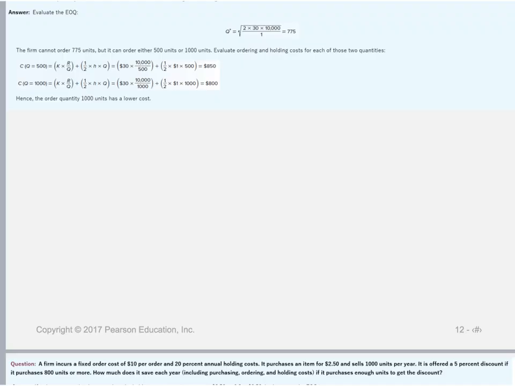So this example here says, my EOQ, I've calculated it to be 775 units. However, the company wants me to order in quantities of 500. So I can either order 500 units or 1,000 units. So now I have to calculate my ordering and holding costs for each quantity. For 500 units, my total cost is $850. For 1,000 units, it's actually less. It's only $800. So then what am I going to do? I'm going to order in batches of 1,000.